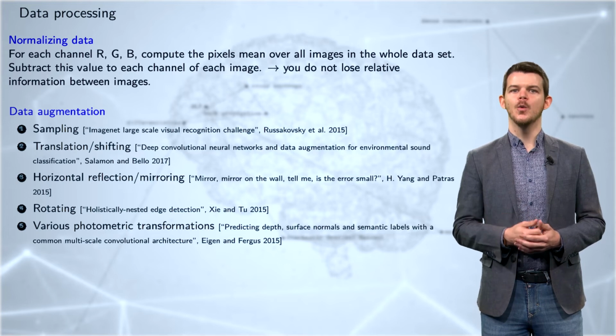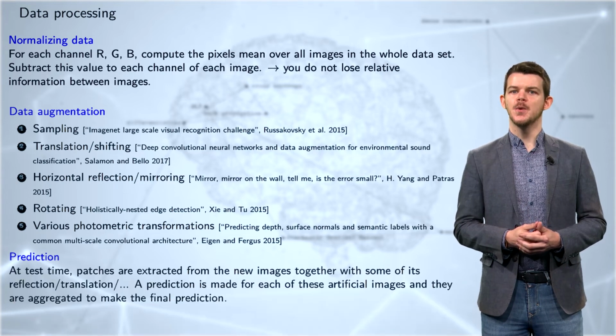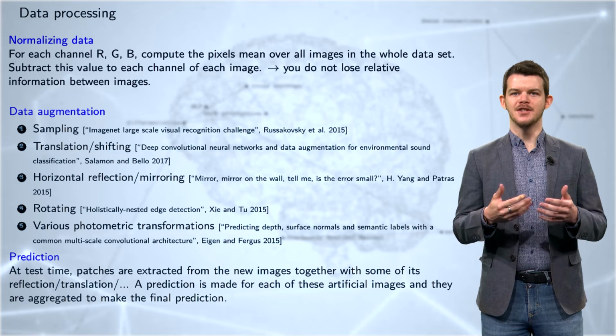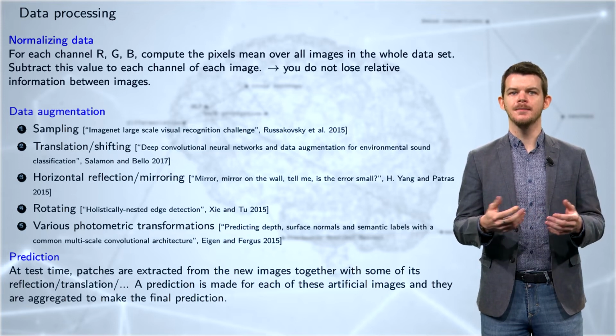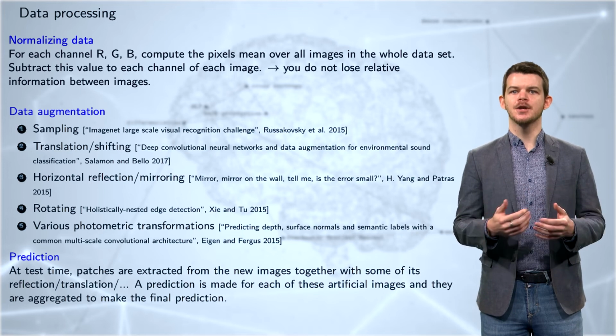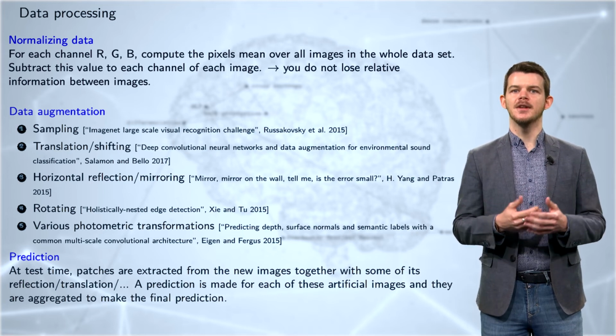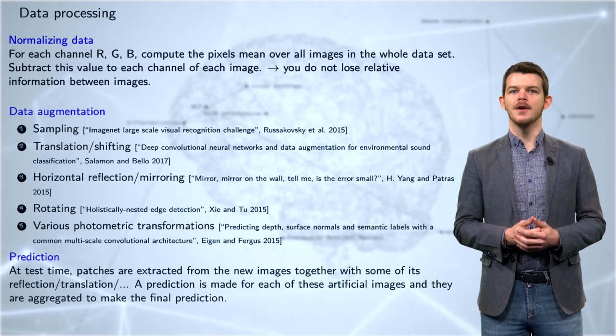At test time, when you want to predict, you are going to create as many transformations of the image as you did in the training set, translation, rotation, subsampling, and so on, obtain a prediction for each transformed image, and predict the class of the original picture via a majority vote.